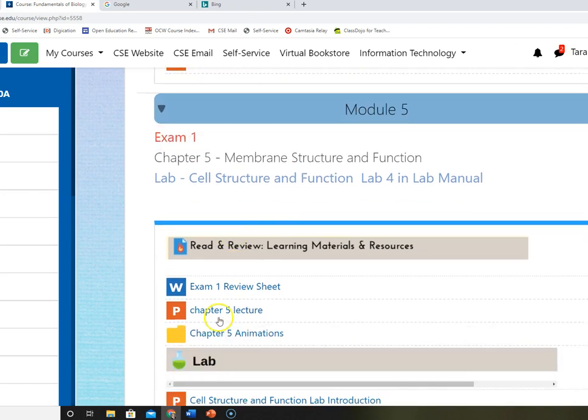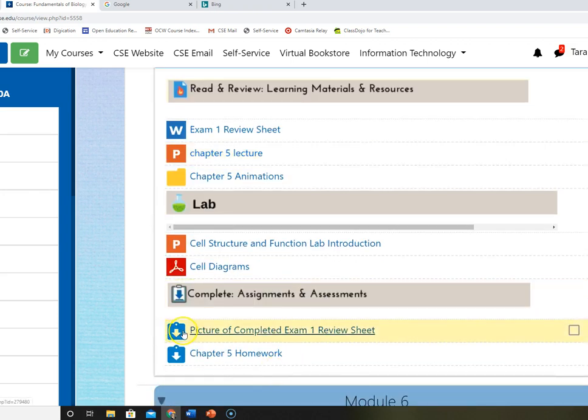So you can see exam 1. Here's the exam 1 review sheet. It's always a good idea to have that review sheet next to you, either printed out or on your computer screen, where you can type notes into it. Like I said, you'll have an assignment here: a picture of the completed exam 1 review sheet. It can just be a picture you take with your phone and upload because you wrote handwritten notes, or it can be a file with typed notes, whatever you prefer.